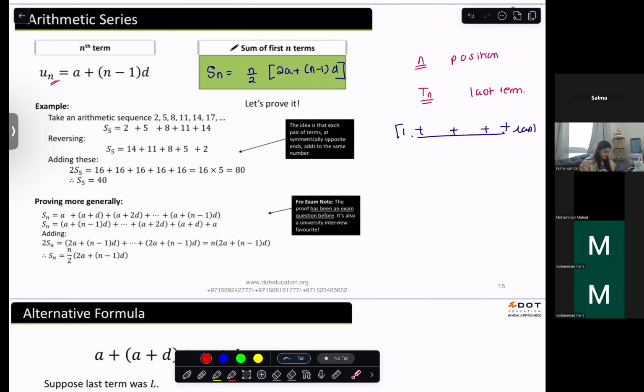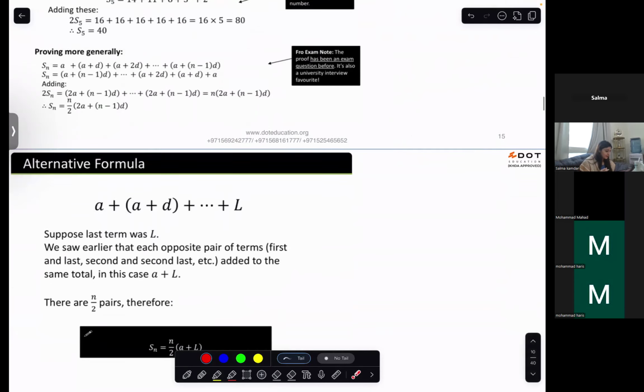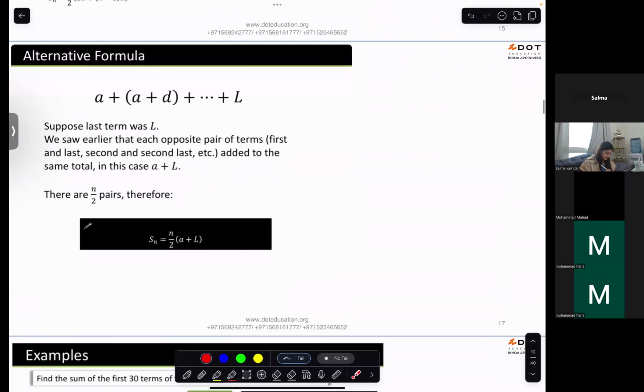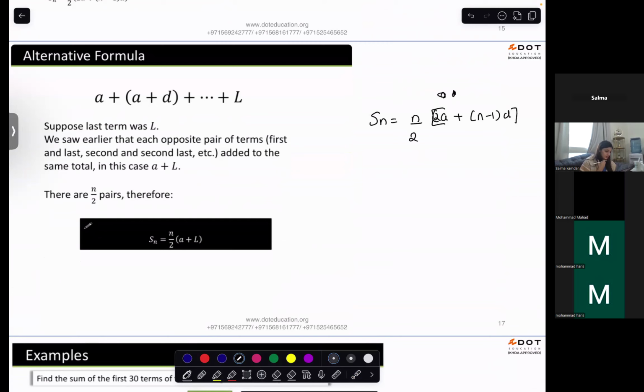Okay. Is there any alternative formula for Sn? Yeah. If we are first given the last term: n by 2, 2a plus n minus 1d. See the way you write, please be mindful of it because I'm very particular on how you write the formula. Okay. Alternative formula. When can you use it? When we are given the first term and the last term.